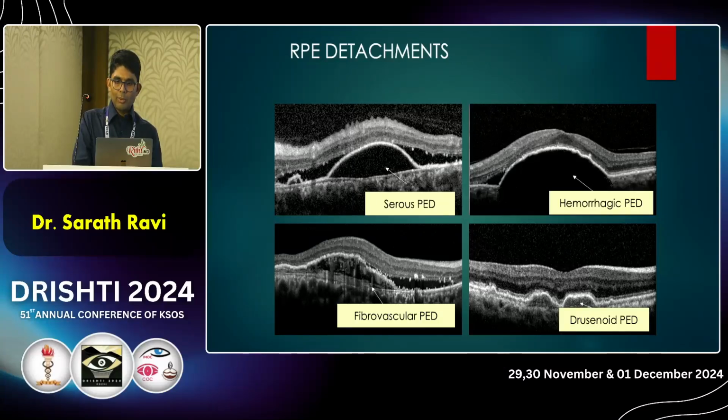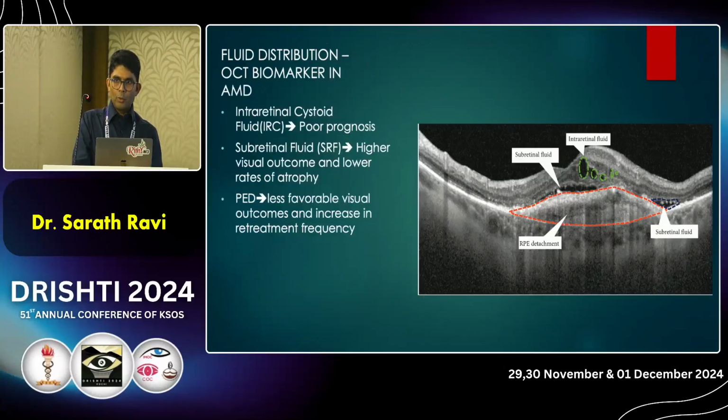In a hemorrhagic PED, you don't see the Bruch's membrane because of shadowing by the blood. Fluid accumulation in CNVM can occur in different compartments, and each has a different prognostic significance. Intraretinal cystoid fluid is usually associated with a poor prognosis. The subretinal fluid usually has a better prognosis and lower rates of atrophy. And presence of pigment epithelial detachment is associated with a less favorable outcome because there is an increase in the retreatment frequency.